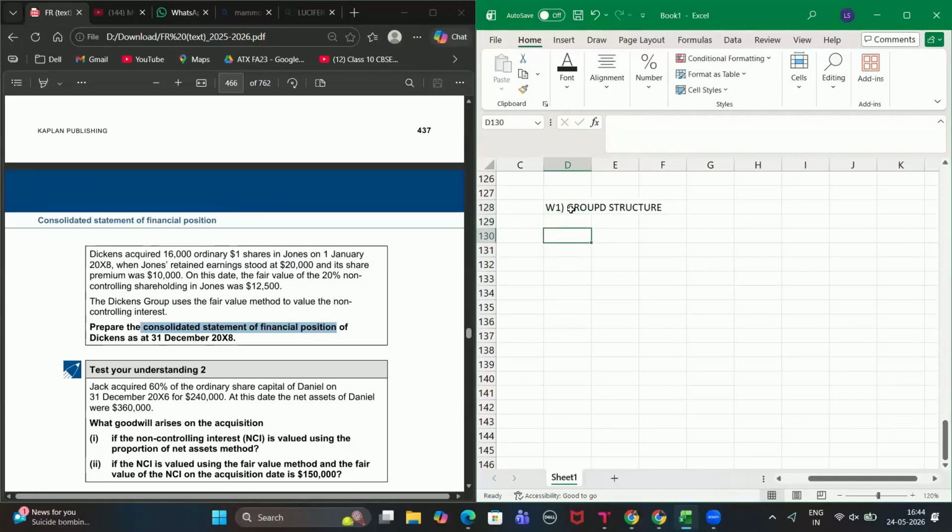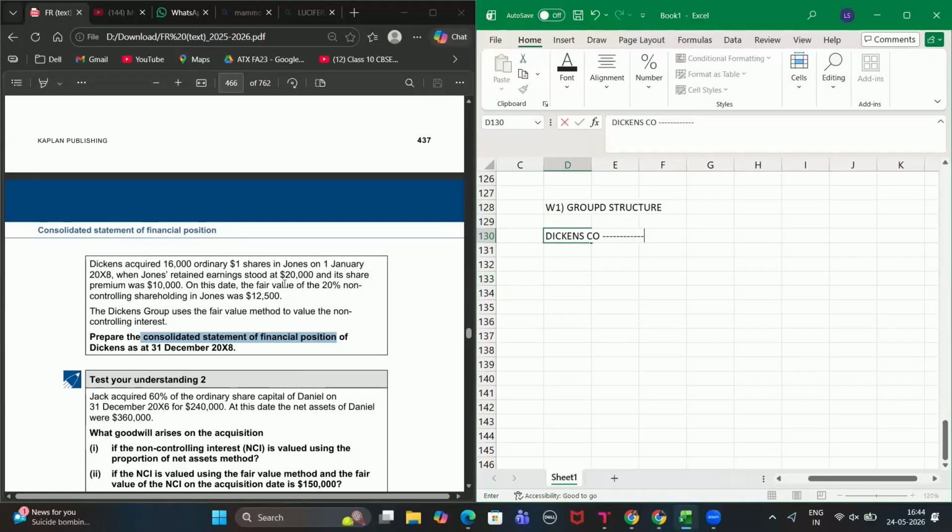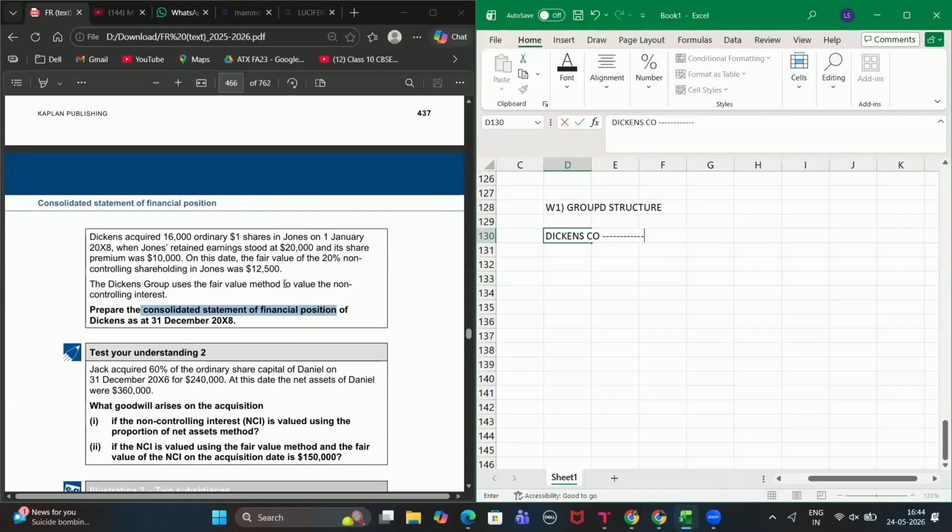So what is the group structure here? We are the parent, Dickens Company. We acquired whom? John's, right? How much percentage did we acquire? 80 percent, right? You can see the value of the 20% NCI is given as 12,500. So what is remaining? 80 percent of John's. We acquired 80 percent of John's.